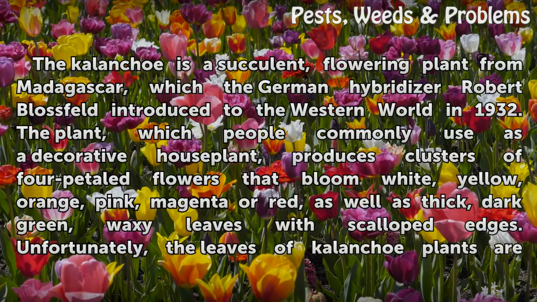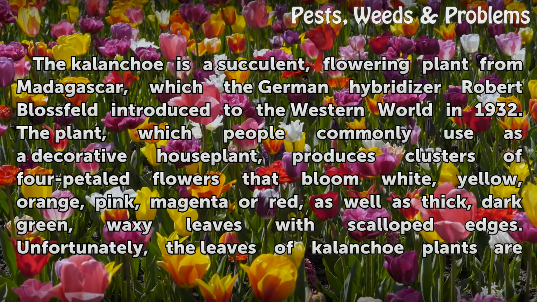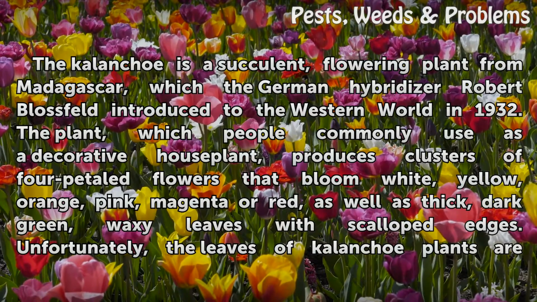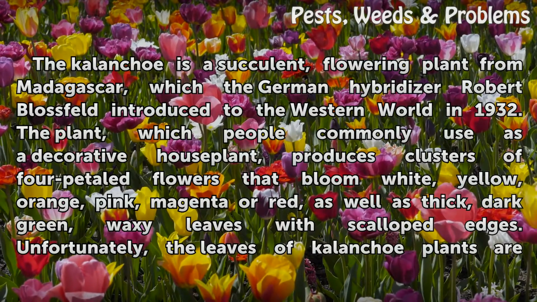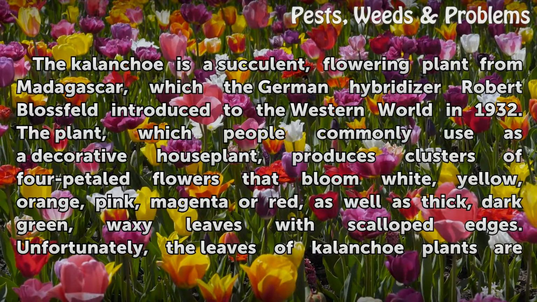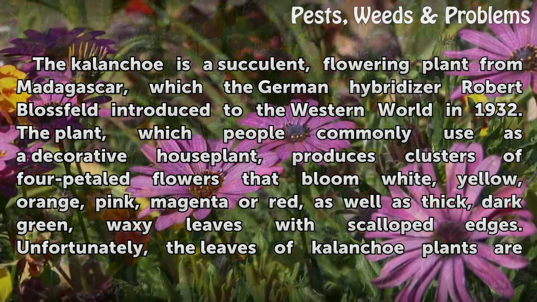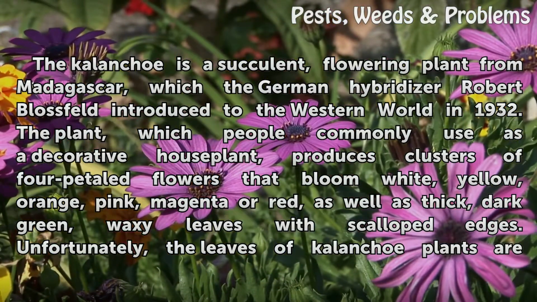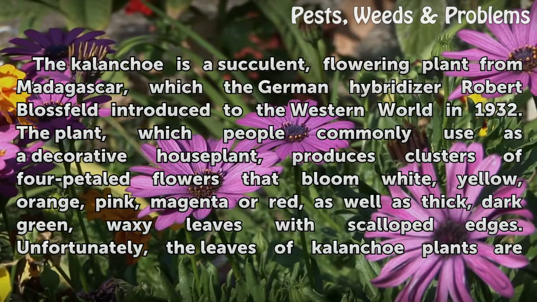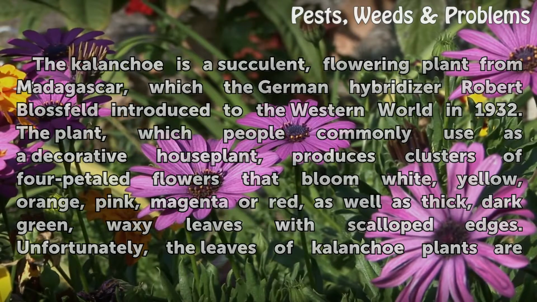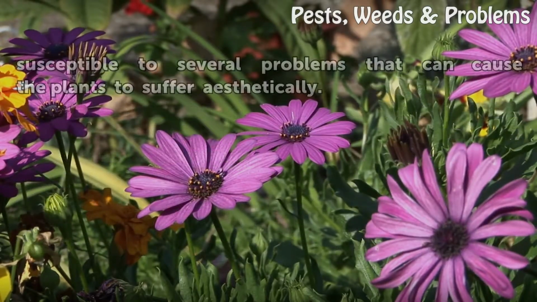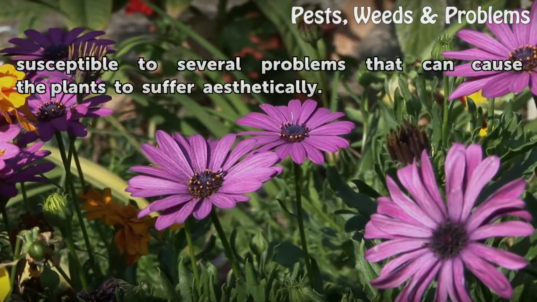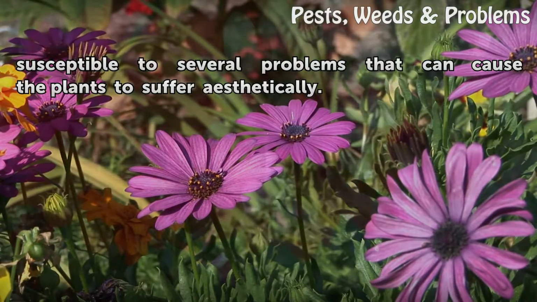The kalanchoe is a succulent, flowering plant from Madagascar, which the German hybridizer Robert Blossfeld introduced to the Western world in 1932. The plant, which people commonly use as a decorative houseplant, produces clusters of four-petaled flowers that bloom white, yellow, orange, pink, magenta or red, as well as thick, dark green, waxy leaves with scalloped edges. Unfortunately, the leaves of kalanchoe plants are susceptible to several problems that can cause the plants to suffer aesthetically.